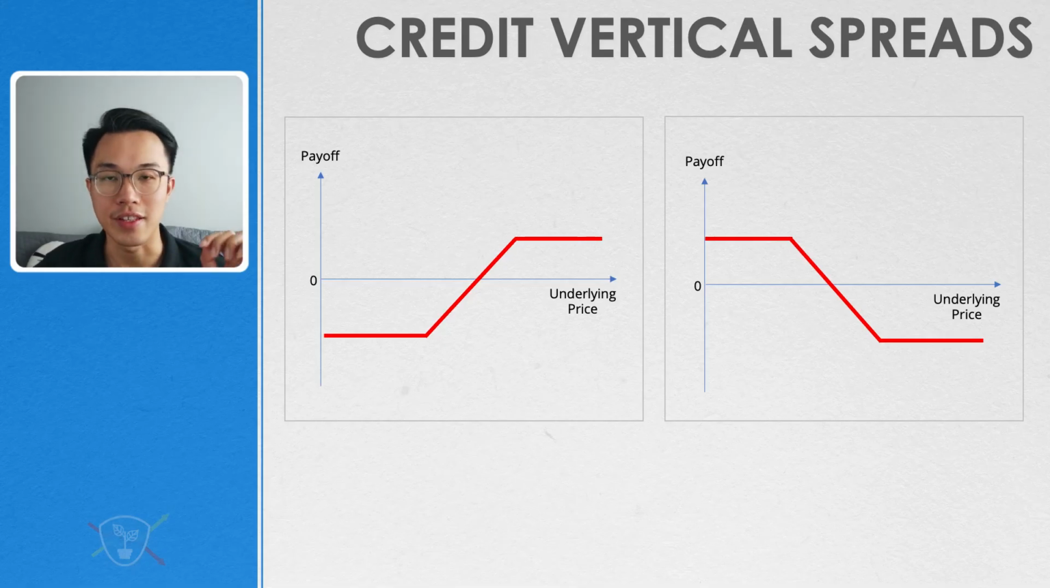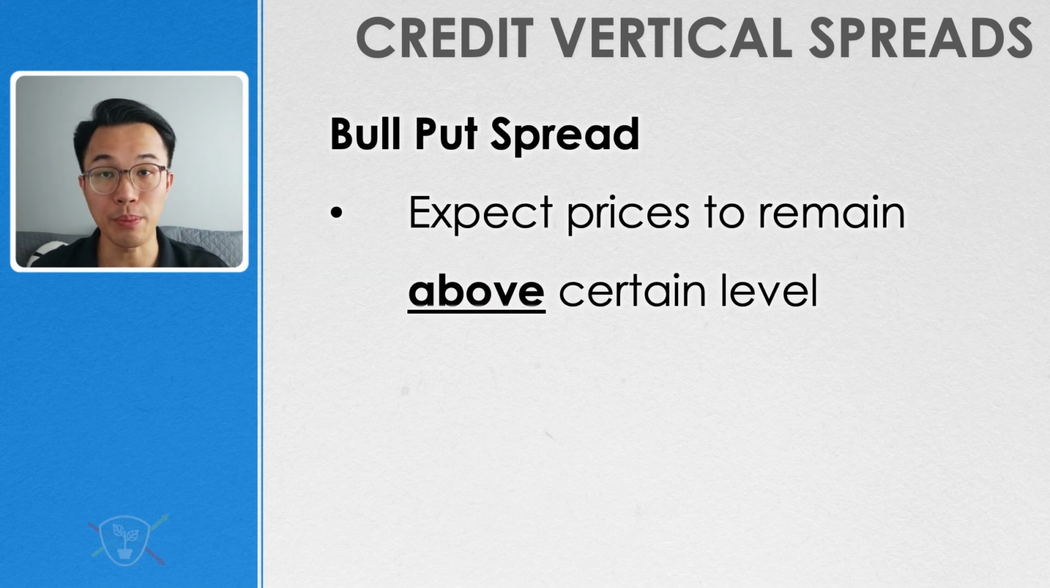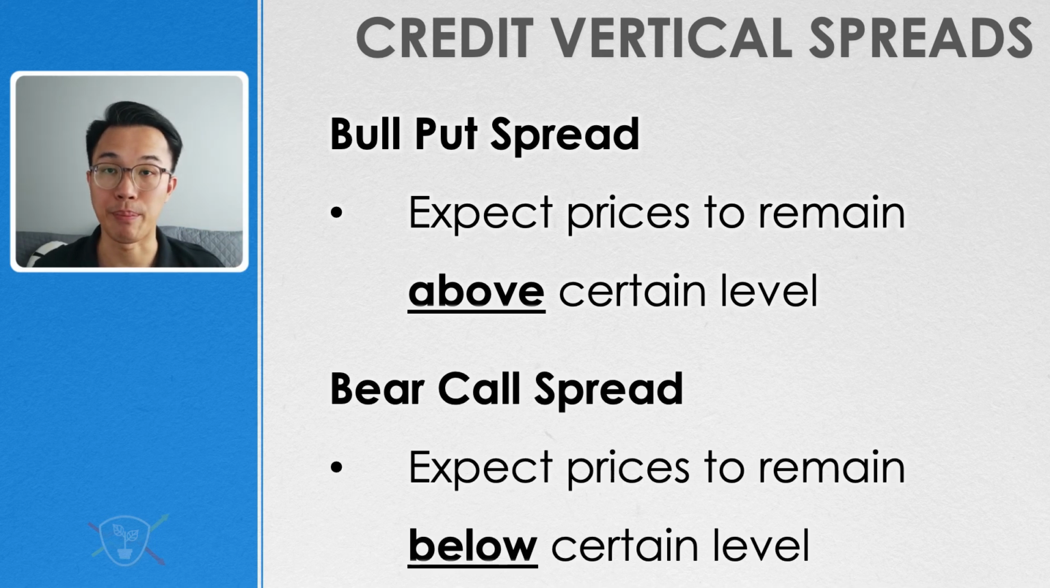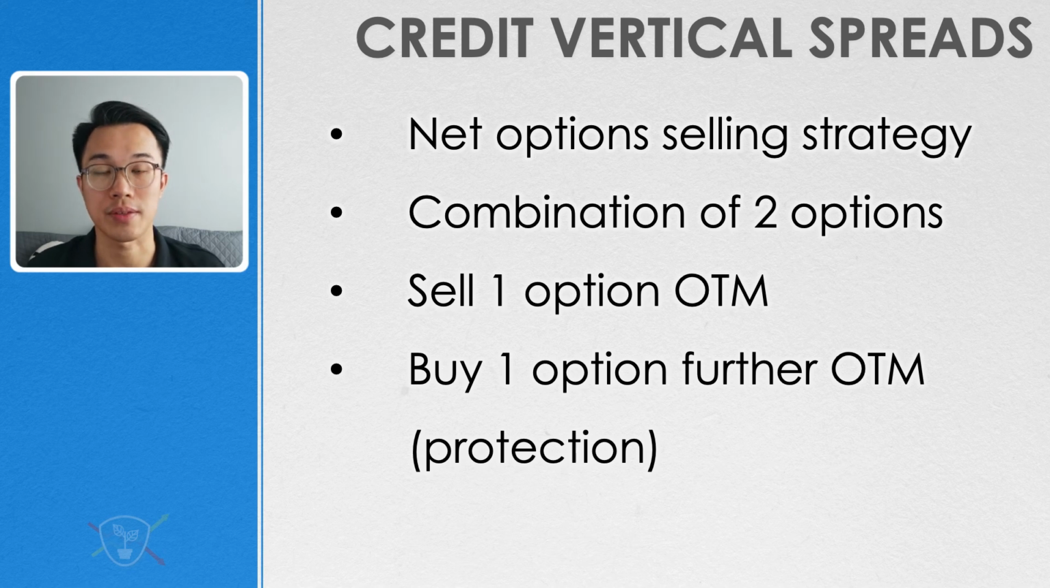There we have it. These are the basics of credit vertical spreads. What we have gone through today, the two kinds of credit vertical spreads. We will use a bull put spread when we're expecting the share price to remain above a certain level, and we will use a bear call spread when we're expecting the share price to remain below a certain level. And this strategy is made up of two options. We will sell an out of the money option, and then we will buy another option that is further out of the money for protection.